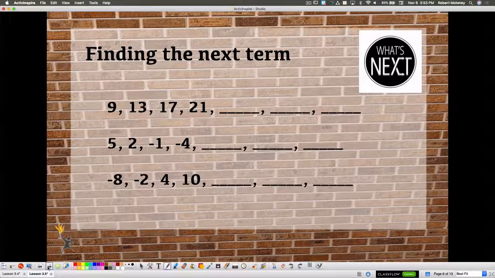So let's take a look first in this idea. The first thing you have to do when you find the next term is find the common difference D. Find D for each of these equations. So this one is 3, is a positive 4. So if I add 4 to get to the next term, I add 4 here, and then another 4, and a final 4.